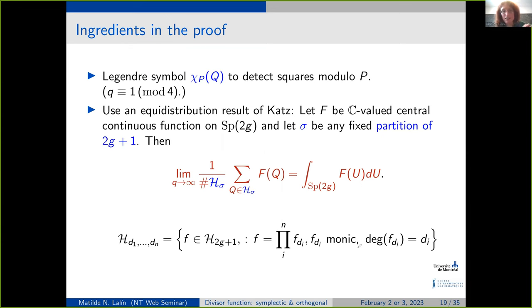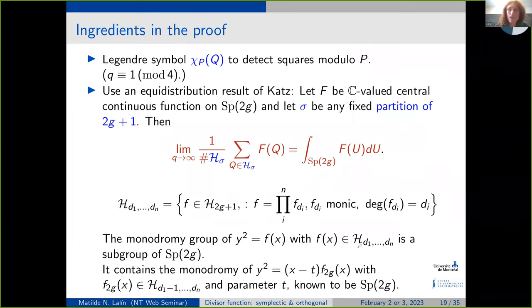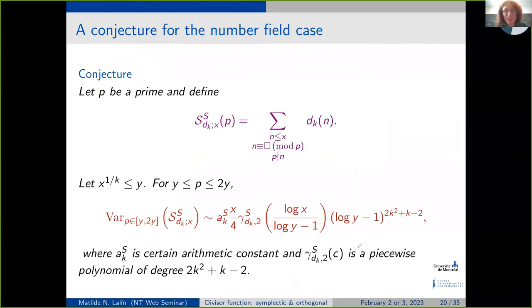But the whole point is that the monodromy of this, on the one hand, is included in the symplectic. On the other hand, it contains the monodromy of having just one linear factor, and this can be seen to be the symplectic. So basically you sandwich this between two and you get symplectic for all these types of factorizations. And in particular, you can recover the primes by doing some inclusion-exclusion principle. So it's actually a very nice argument, which is why I'm spending some time on it.